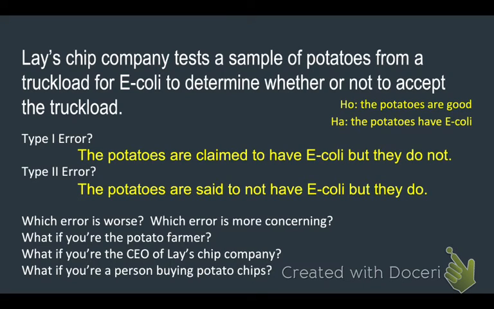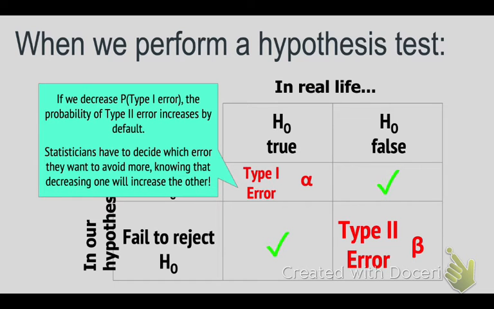You would not really care about the type 1 error and the farmer losing out on the purchase of those potatoes. Okay, so when we think about our probability of getting a type 1 error, whatever we put our alpha level at, that is our probability of getting a type 1 error. So if we decrease that alpha, then we're going to increase the probability of getting a type 2 error.